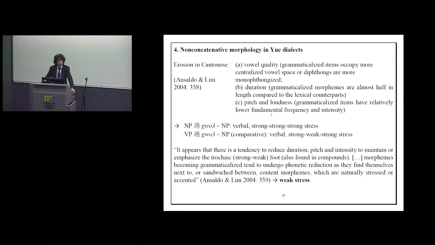What about Yue dialects? I'm quoting again from the same paper by Ansaldo and Lim, because it's one of the few that has engaged with the acoustic correlates of grammaticalization. Specifically, they analyze one construction of Cantonese, that is the verb go, "to pass", when it's used as a marker of comparative, like "I'm taller than you", that type of construction. So here it's a verb, and here it's more grammaticalized than a verb, obviously. It's a marker of comparison. And they measured the acoustic correlates of this type of grammaticalization.